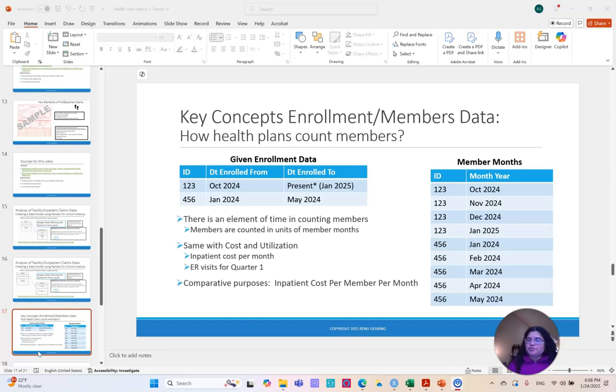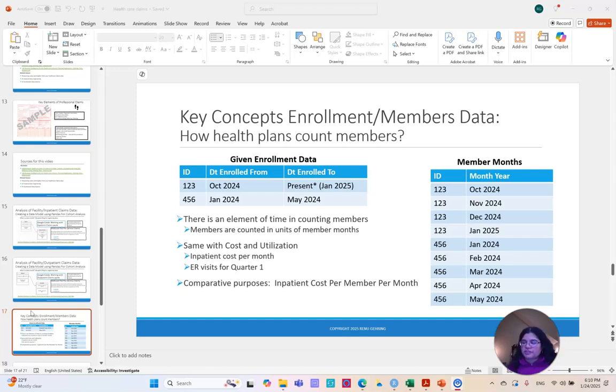And in this episode, we're going to talk about key concepts of enrollment data. It's also known as members data. This is a critical component of healthcare claims and healthcare administrative data analysis. Without members or beneficiaries or patients, as they may be called, there is no such thing as a healthcare system or healthcare encounter. So I'm going to be talking about two concepts when thinking about enrollment data.